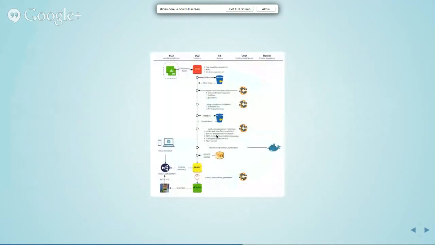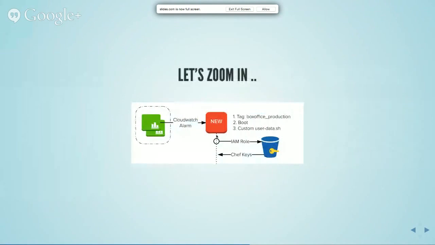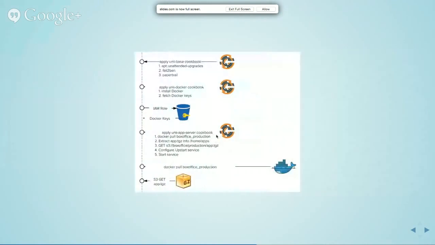So what does that look like if we zoom out? Here's a sequence diagram that shows you, from a CloudWatch alarm, say an instance is unhealthy or something needs to scale, how does that go from that event all the way to accepting traffic? So let's zoom in. When the CloudWatch alarm fires and it needs to add a new instance, it spins up the box, tags it, boots it, and then runs that user data that I just talked about. It will pull those keys from S3 and then connect to Chef.